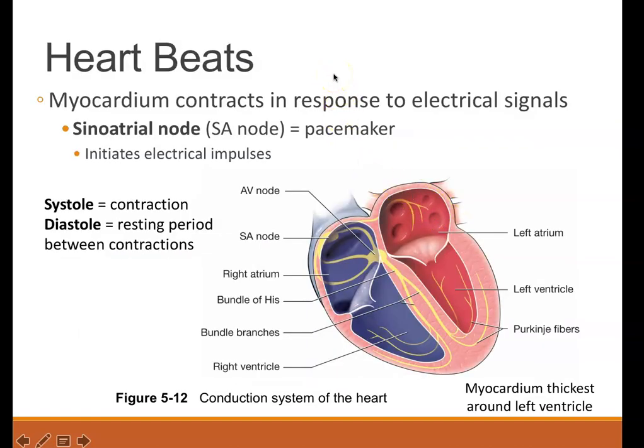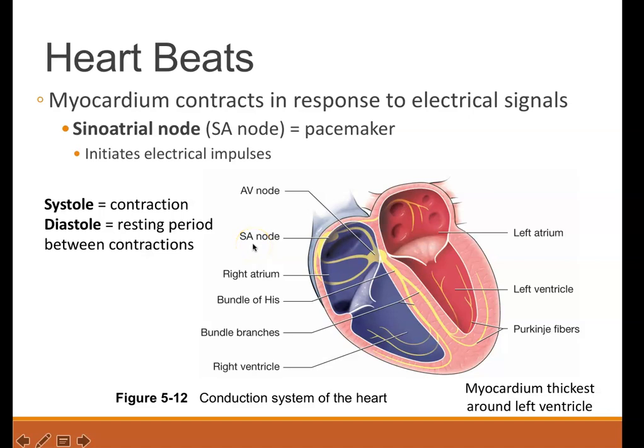So we all know that our heart beats. The myocardium, that heart muscle, contracts, and it contracts like all our muscles in response to electrical signals. And in the heart, there's a couple of centers where those electrical signals are generated. So in the top right-hand part of the heart is the sinoatrial node. It's abbreviated the SA node, and it's what's commonly referred to as the pacemaker of the heart.